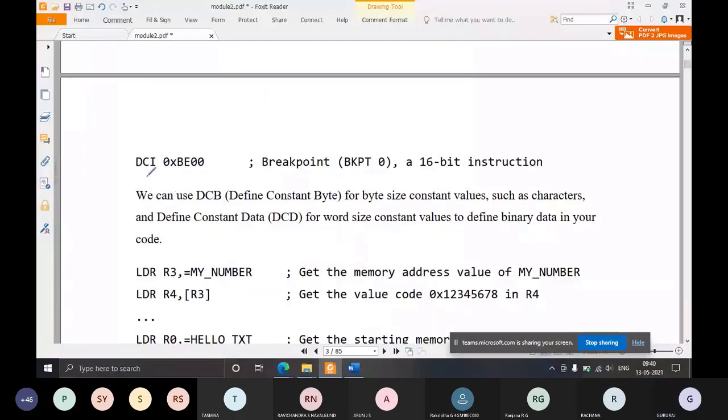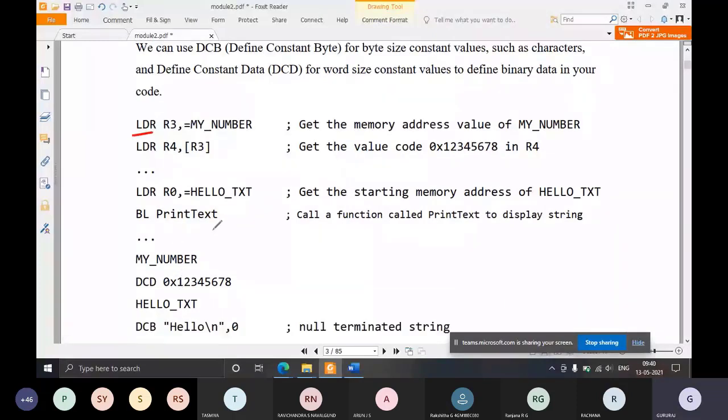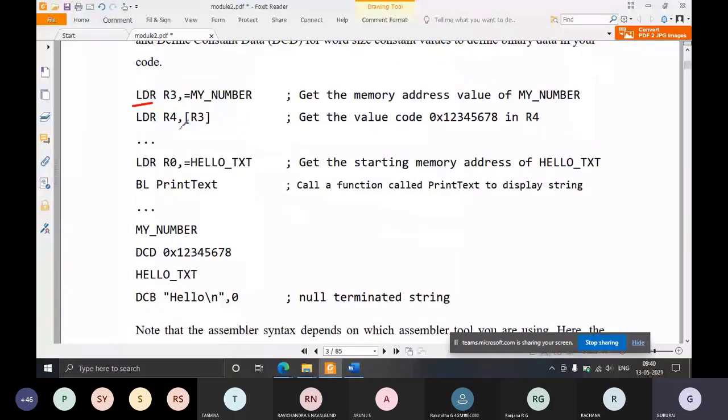So this is one more example. Again you can see one more example here. We shall see what LDR means later, but for the time being, remember that these are assembly codes supported by ARM Cortex M3. So R3, and you can see here LDR R4 comma within brackets R3. So what do you mean by this? Which addressing mode is this? Can anyone tell me which addressing mode is used within brackets R3?